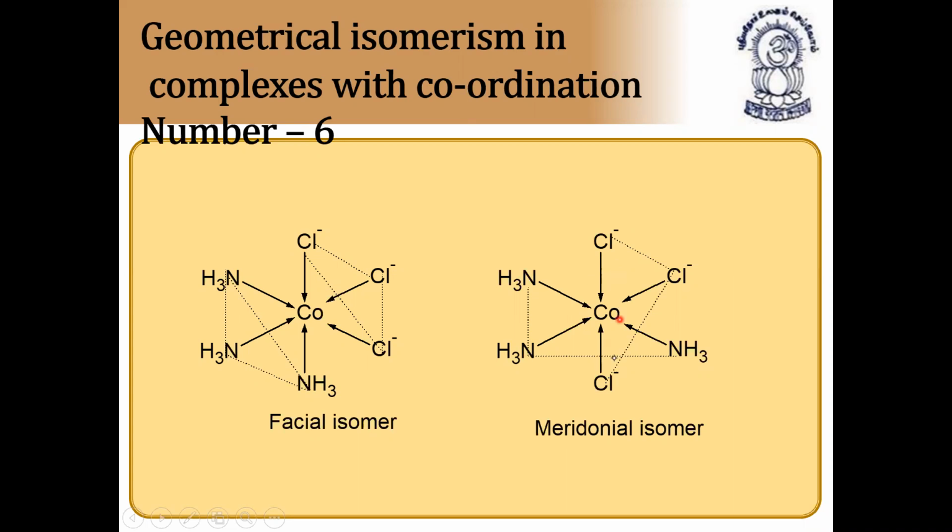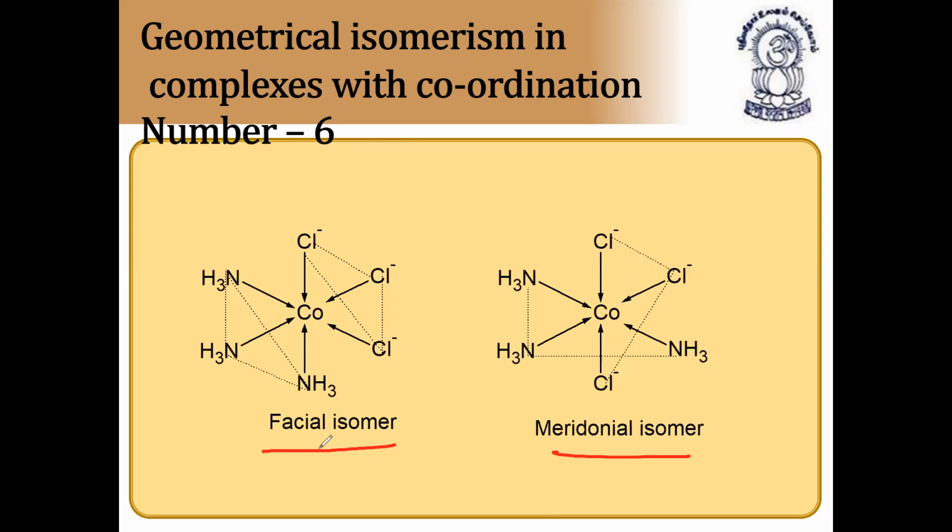This Cl will be coming opposite, and this is called meridional. This is called what? Meridional isomer, where we have this meridional L shape. L shape means what? Meridional. You can see 1, 2, 3. And for these ligands, if you join them, you get an L shape. L shape means meridional. So this is called the meridional isomer, and this is called the facial isomer.